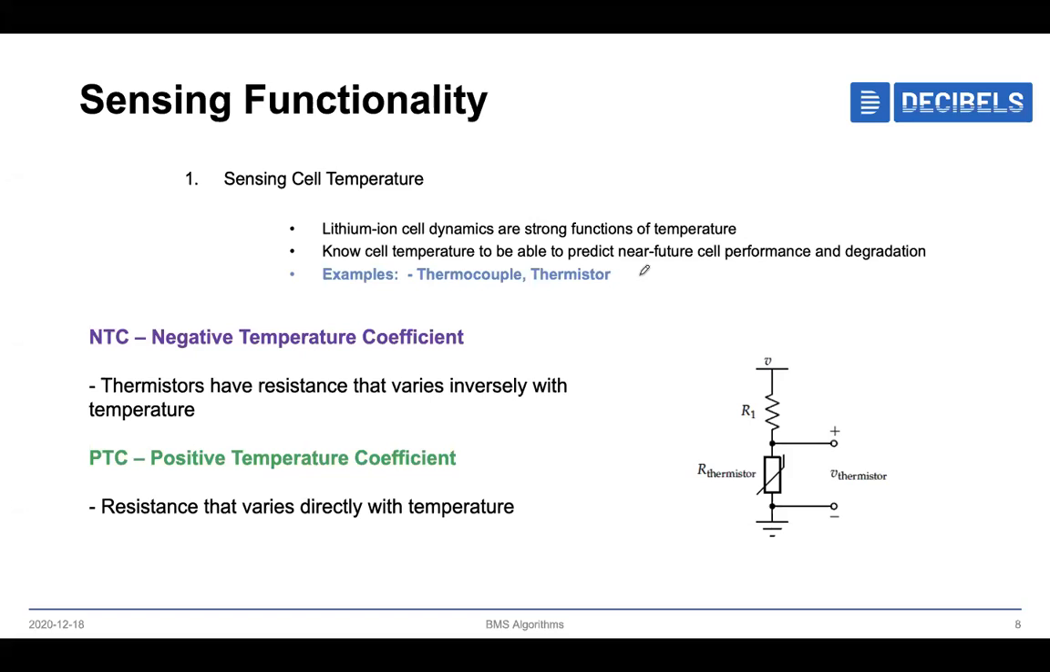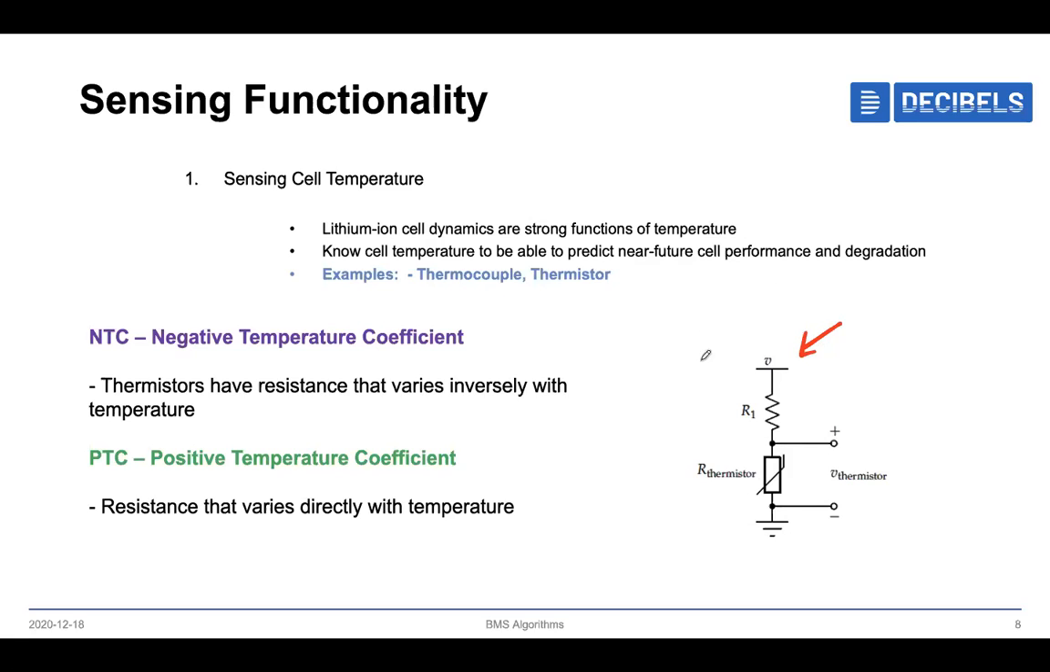Basically, we'll be using thermocouples or thermistors. I hope you know the working principle of these thermistors and thermocouples. Basically we have two types: NTC and PTC. NTC is negative temperature coefficient, which means the resistance is inversely related to the temperature. If the temperature increases, the resistance value decreases. For the PTC, it is vice versa. If the temperature increases, the resistance also increases.